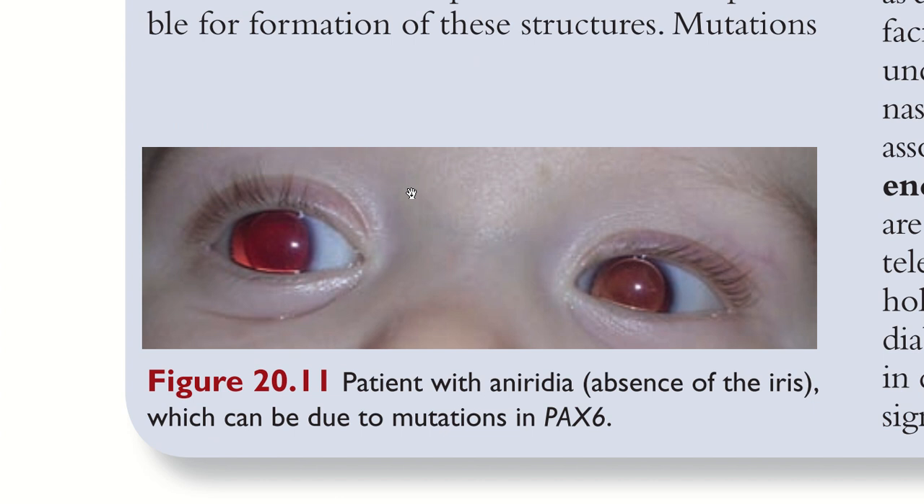And then lastly, let's talk about aniridia. Aniridia is just the absence of your iris. So you actually have no color, those beautiful colors, blue eyes, brown eyes. You don't have those when you have aniridia. So that's absence of your iris.